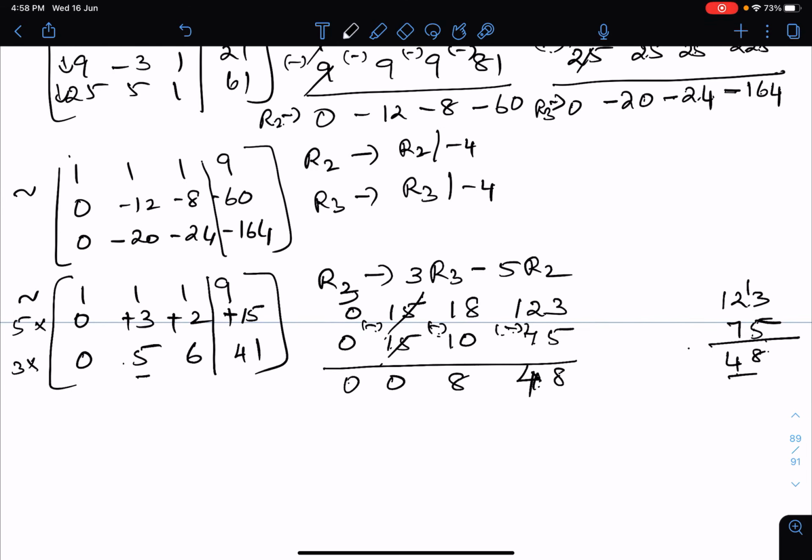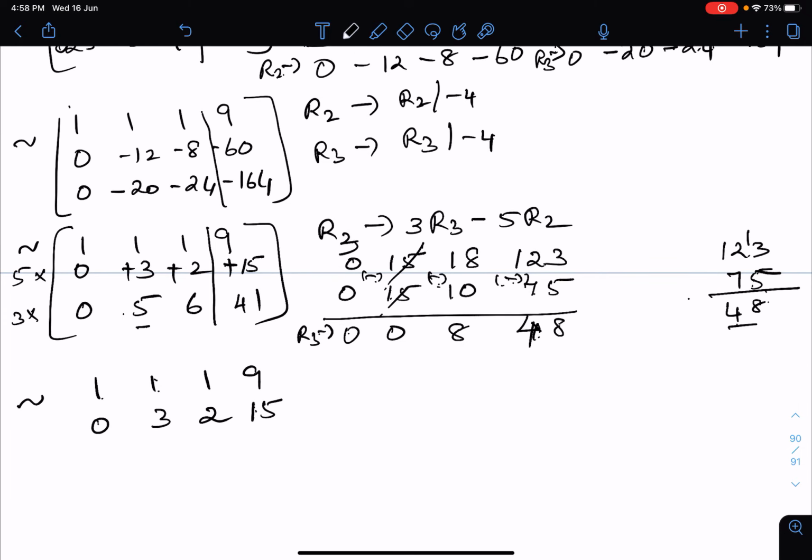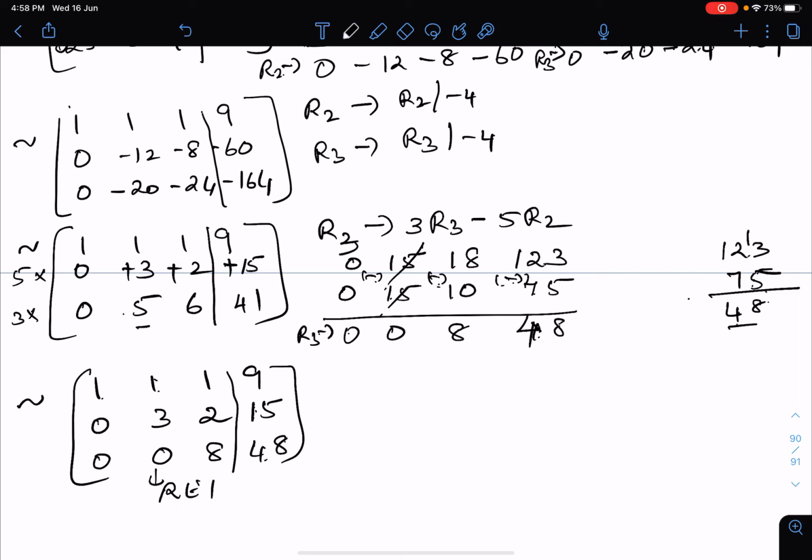Now your equivalent matrix is going to be 1, 1, 1 and 9. This is actually row 2: 0, 3, 2 and 15. And our row 3 is going to be 0, 0, 8 and 48. Okay. This is our augmented matrix. So we have reduced to this row echelon form. You have got the zeros below the principal diagonal. Now you can separate this into the usual format.